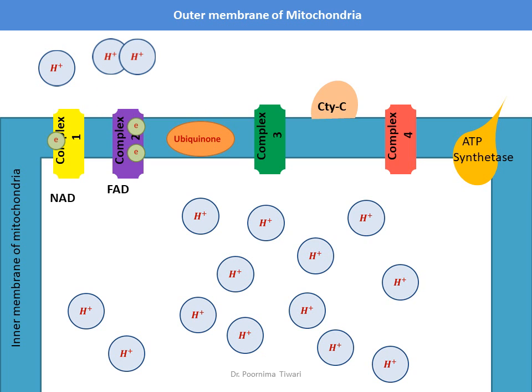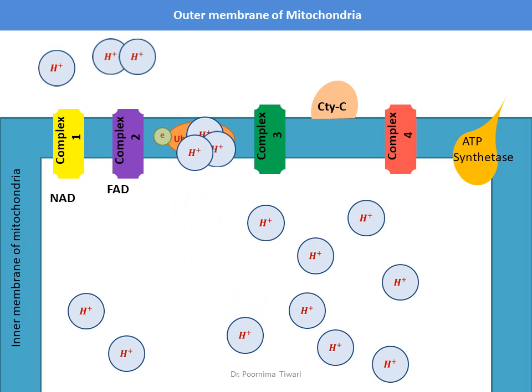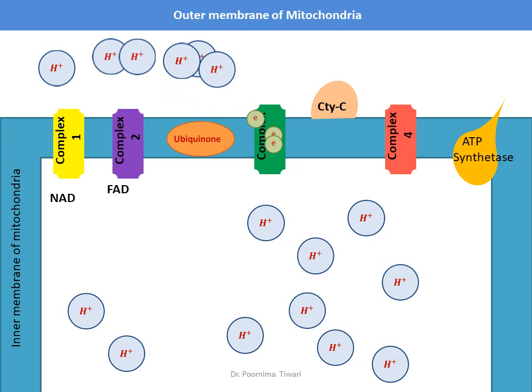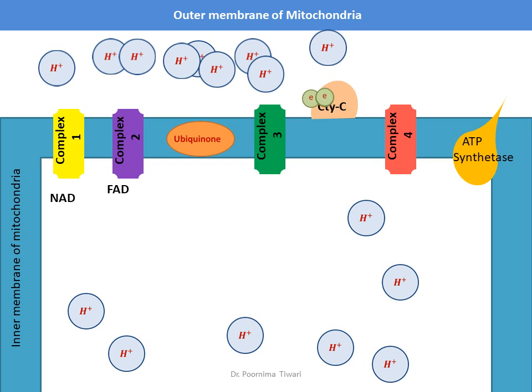The electrons from complex 1 and complex 2 go to ubiquinone, which accepts H ions to become ubiquinol. Electrons are transferred to complex 3 and H ions go into the intermembrane space. The electrons then go to cytochrome C from complex 3 and H ions are again similarly moved into the intermembrane space. Cytochrome C transfers the electron to complex 4.